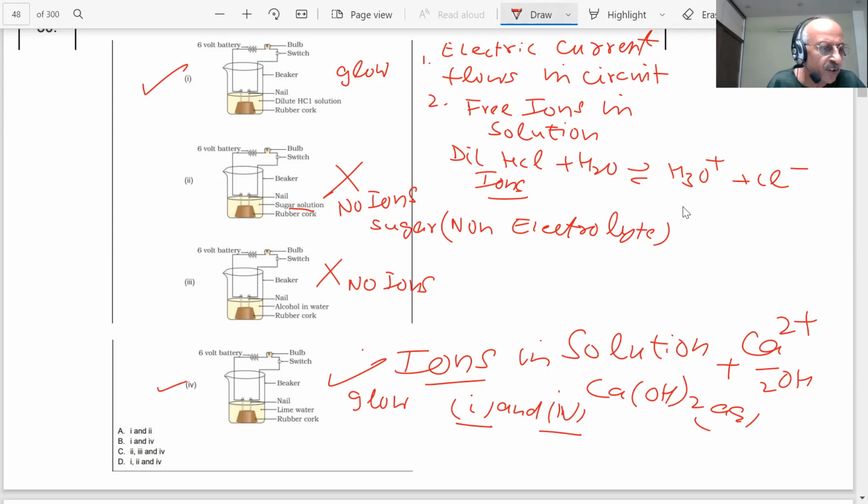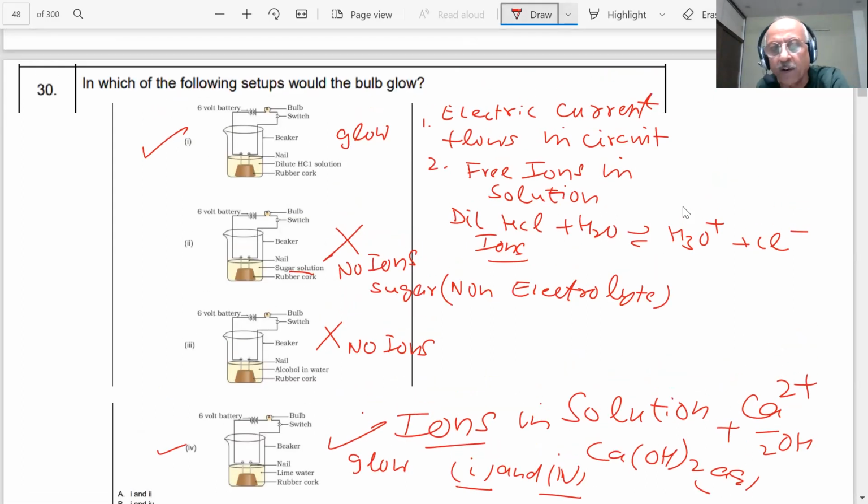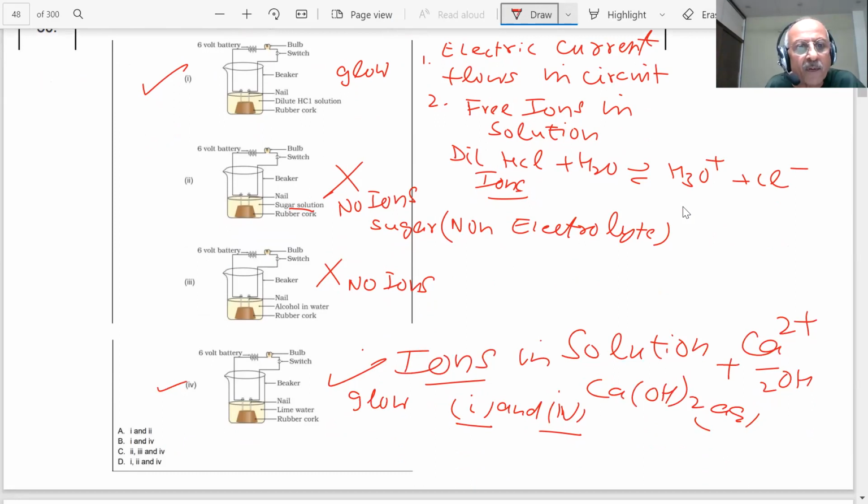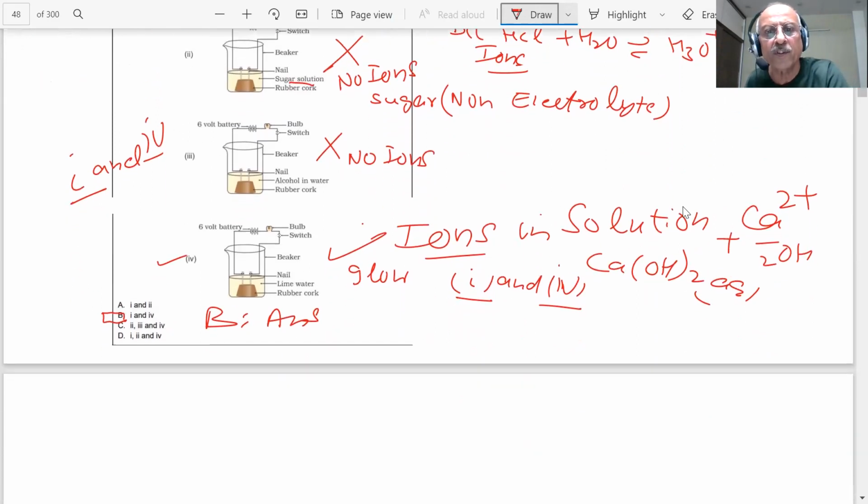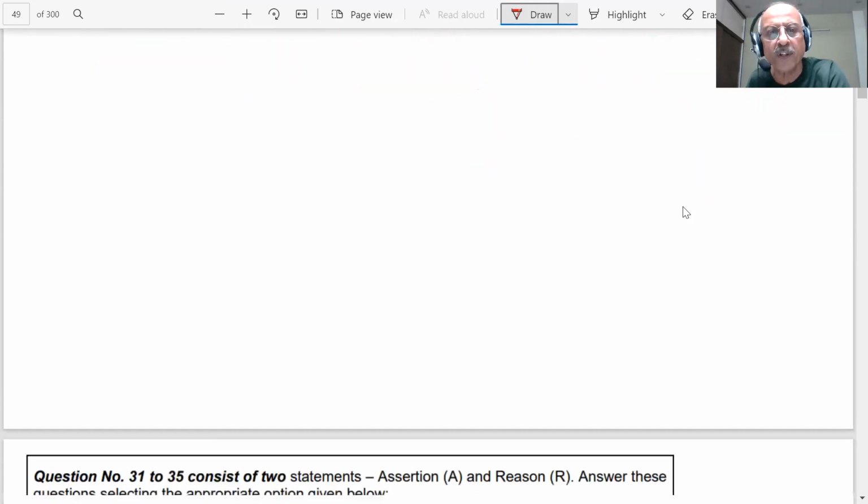Where is first and fourth in this question? Question number 30, student. First and fourth, B. As you can see, B is the correct answer. It has first and four, the bulb will glow, and hence B is the correct answer. Let's move to the next question.